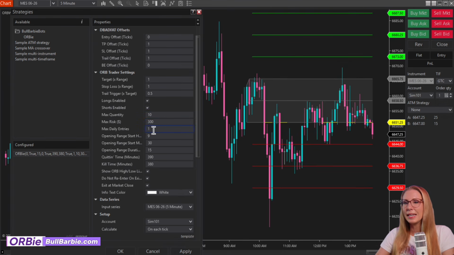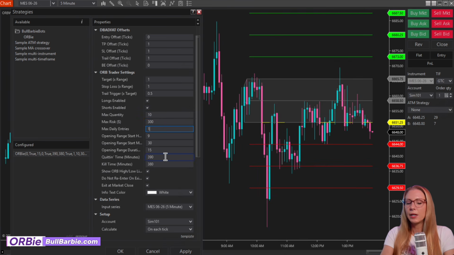We also have max daily entries, and it's important to understand how these two work together. So your max risk is going to be per entry. So if your max daily entry is 1, that's going to be $300 for that day. If your max risk is $300 and your max daily entry is 2, then your max risk for the day is really $600. Also, the way I like to do this is I'll let 1 run on MES and 1 run on MNQ in the same account. That's how I keep control over the risk. I get that question a lot. And this is the same way I calculate risk for my other manual trades. It's just really hard to do this fast, so I have the bot do it for me.